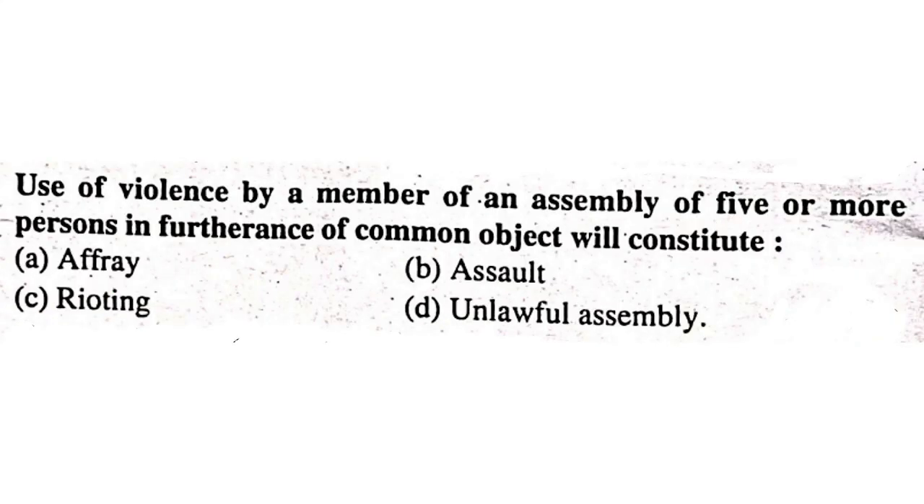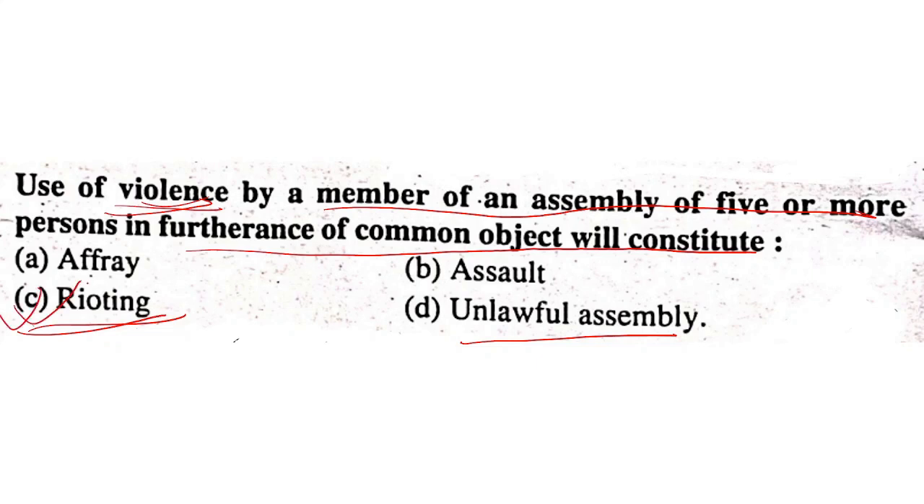Use of violence by a member of an assembly of 5 or more persons in furtherance of common object will constitute affray, assault, rioting, unlawful assembly under section. It will be rioting. Violence is there by a member of an assembly of 5 or more in furtherance of common object. If there were no violence, the offense would have been unlawful assembly. As violence is involved, the offense will be rioting. It is under section 146. Use of violence by a member of an assembly of 5 or more persons in furtherance of common object will constitute rioting under section 146 of IPC.